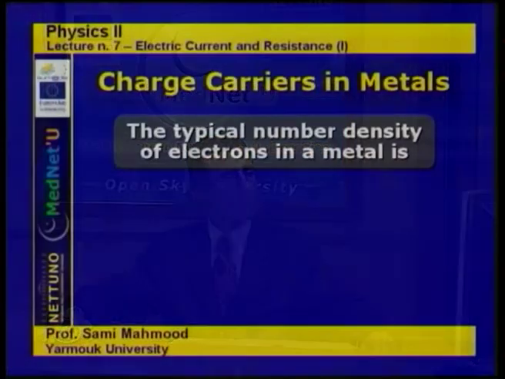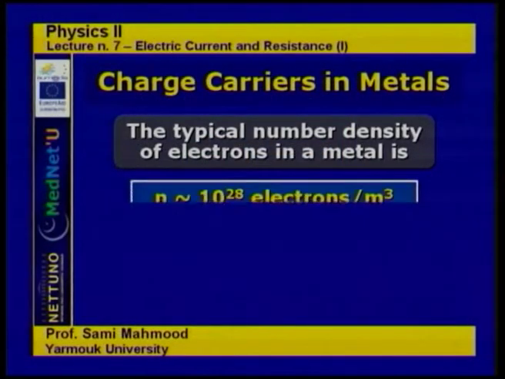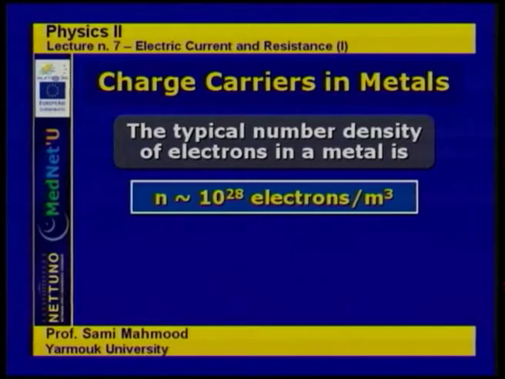And now the charge carriers in metal. Taking into consideration these formulae that we have just arrived at, and we take into consideration the typical number density of the charge carriers, of electrons in a metal, the typical number is simply n equals 10 to the 28 electrons per meter cube. Any typical metal will contain that many electrons per meter cube of its volume.